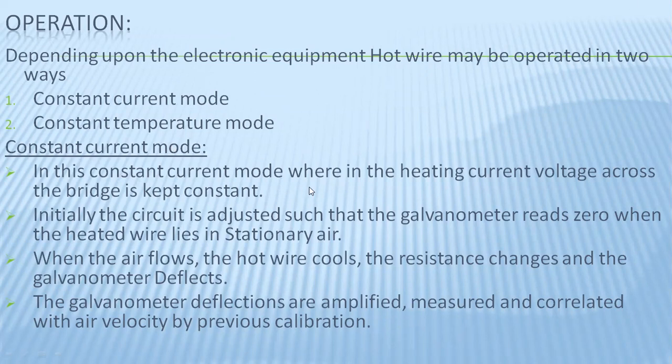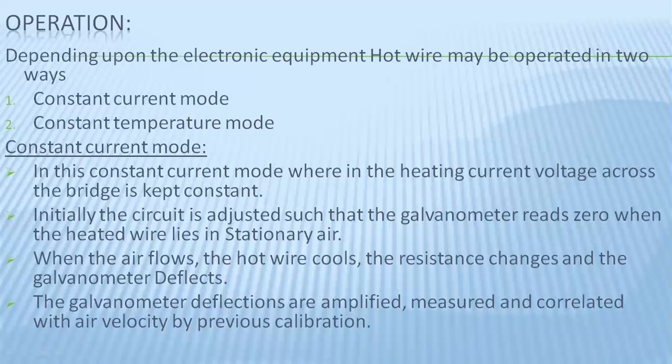In constant current mode, the heating current and the voltage across the bridge are kept constant. So the current and voltage in the Wheatstone bridge should be constant. I am taking one Wheatstone bridge circuit, connected to the anemometer, and the current passing through it is constant. Initially the circuit is adjusted such that the galvanometer reads zero when the heated wire is in stationary air.